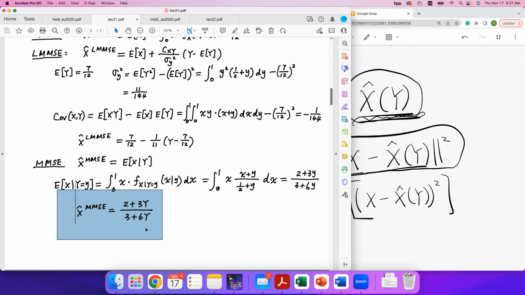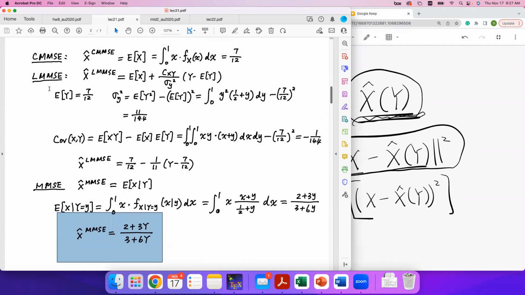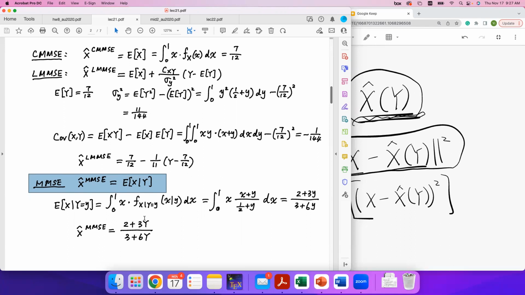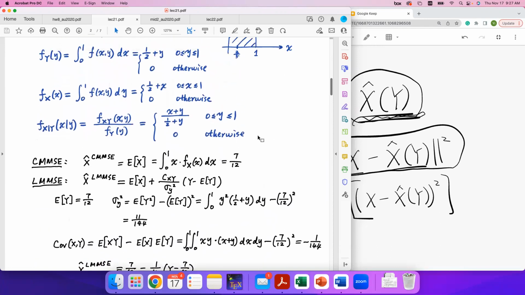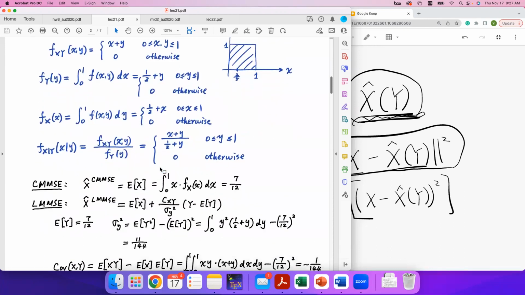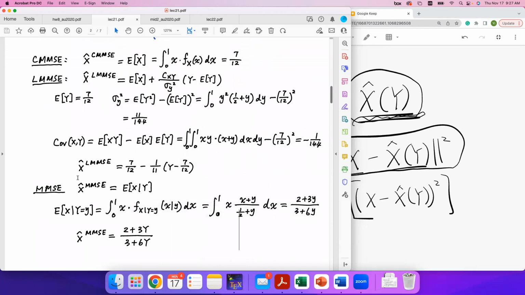We can see that this is a nonlinear form, while the linear MMSE estimator takes a linear form. This is because for this estimator, we do not have any constraint on the estimator class. The minimization is done over a bigger class, so we should be able to get a better estimator, which can be nonlinear in general. So this shows how to calculate these estimators. Basically, it reduces to computing all these statistics.